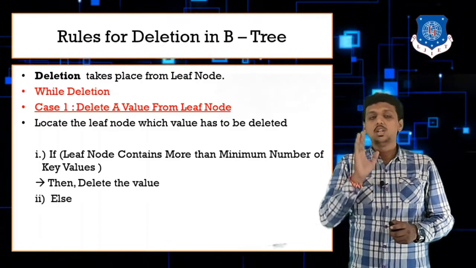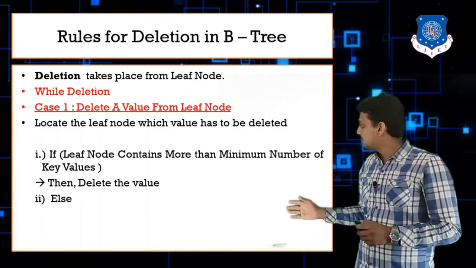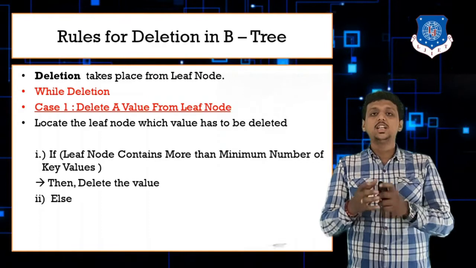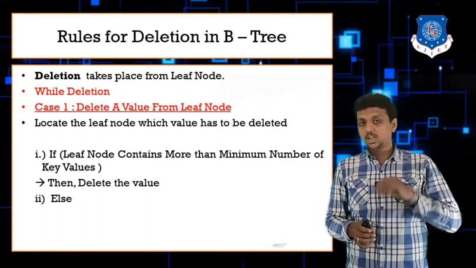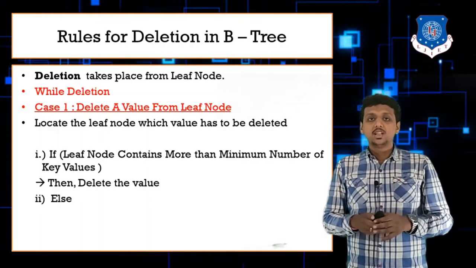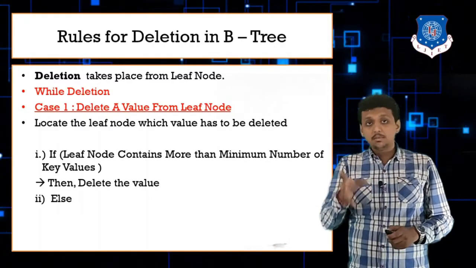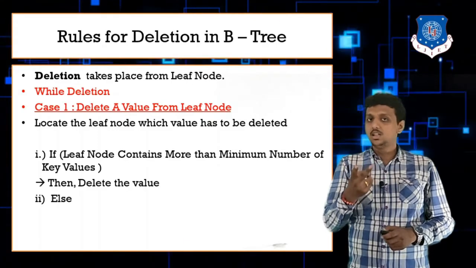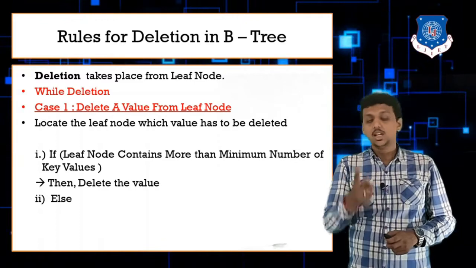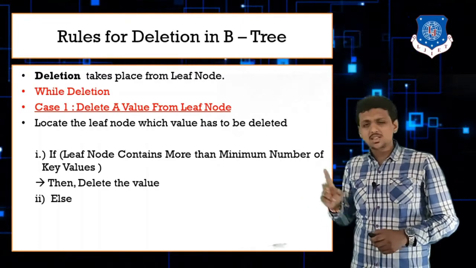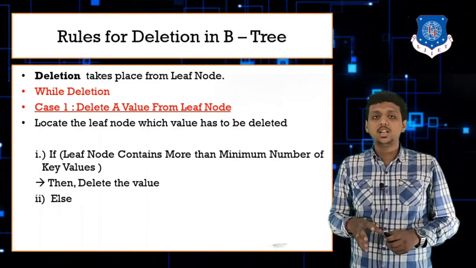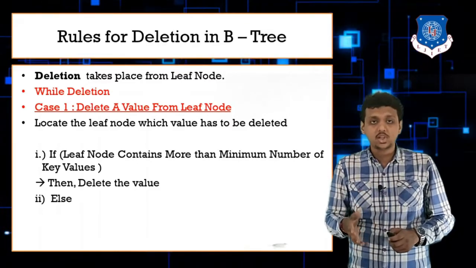Now about the else part. Suppose our leaf node does not contain the minimum number of key values. Taking an example, a leaf node of order 5 must contain at least two values, since 3 subtrees means 2 values. So what does it mean? That leaf node must contain 2 values. But suppose the leaf node does not contain 2 values for the deletion operation, then what to do?